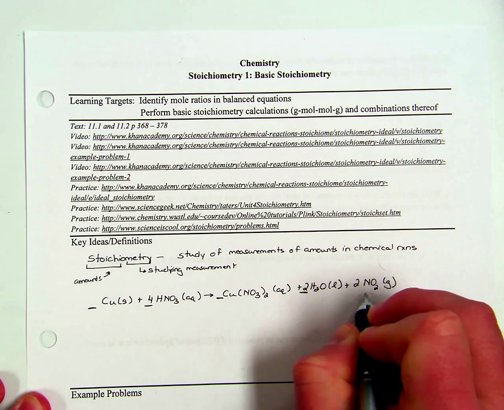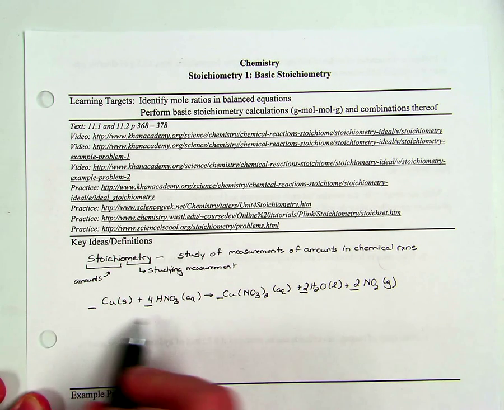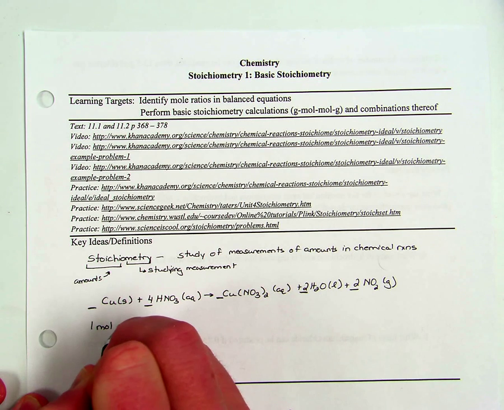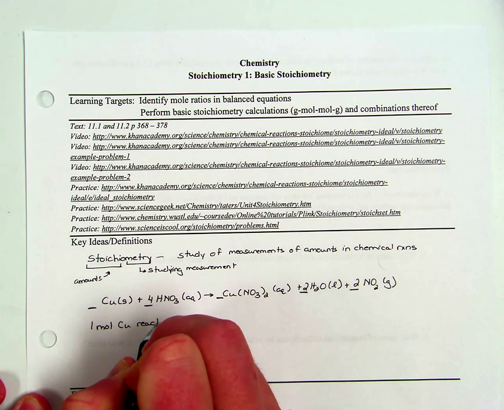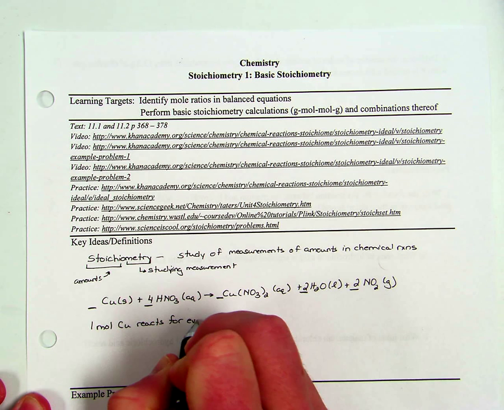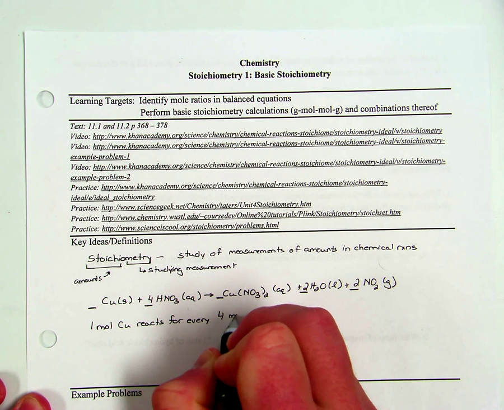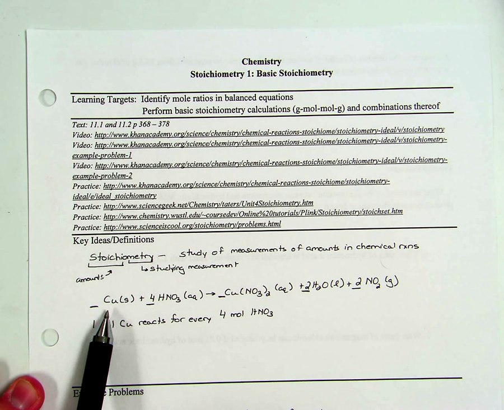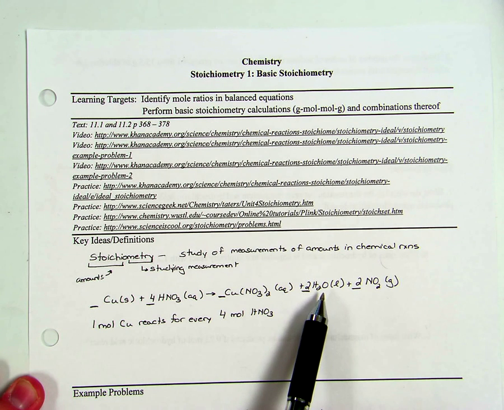But I can just turn these numbers, these coefficients, underlining the coefficients. And remember, if there is no coefficient in front, like we have in front of the copper and the copper 2 nitrate, it's understood to be 1. Those are mole ratios. So what this tells us is that 1 mole of copper reacts for every 4 moles of nitric acid. And I could say that about any of these reactants or products. I could just as easily have written 1 mole of copper reacts to form 2 moles of water. That's what those coefficients tell us.